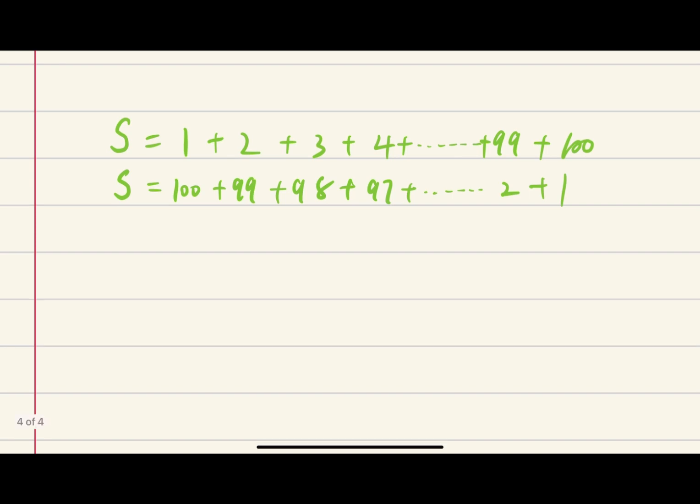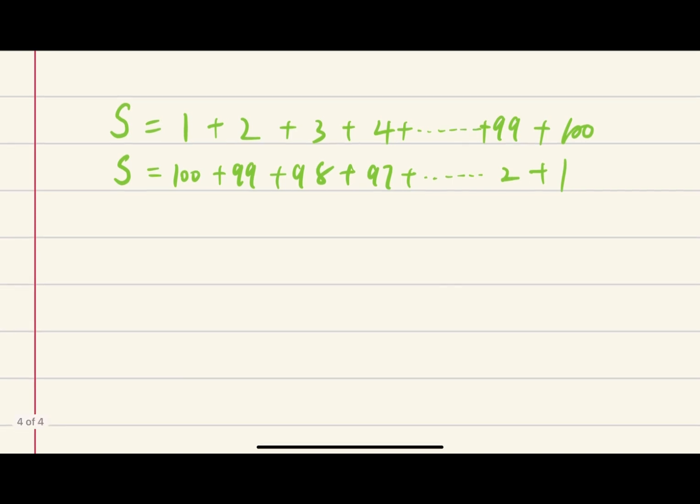Okay, so now what we're going to do. Let's find another pattern here. If you look closely, you'll find out that if you add up 1 and 100, 2 and 99, 3 and 98, 4 and 97, and you just keep adding, down to 2 plus 99 and 1 plus 100, you're going to find out that when they add up together, they get the same value, which is 101.